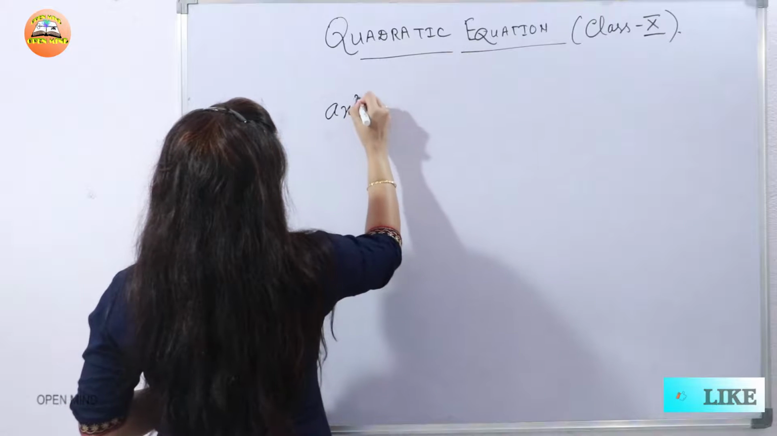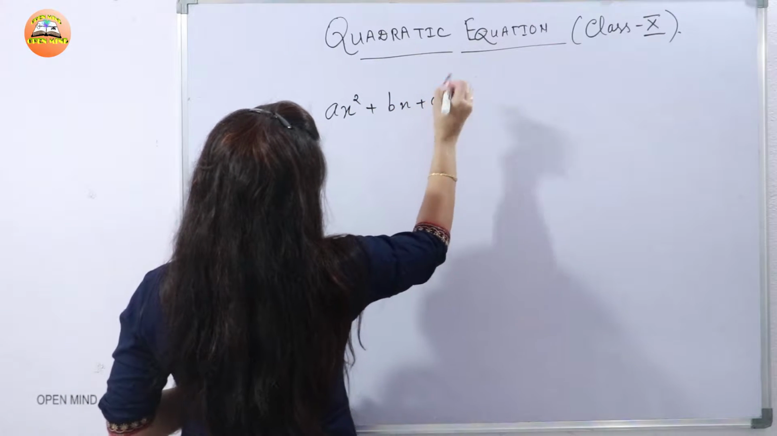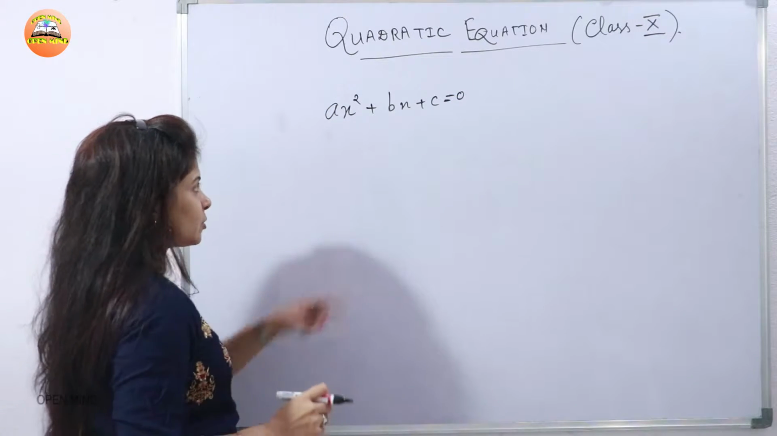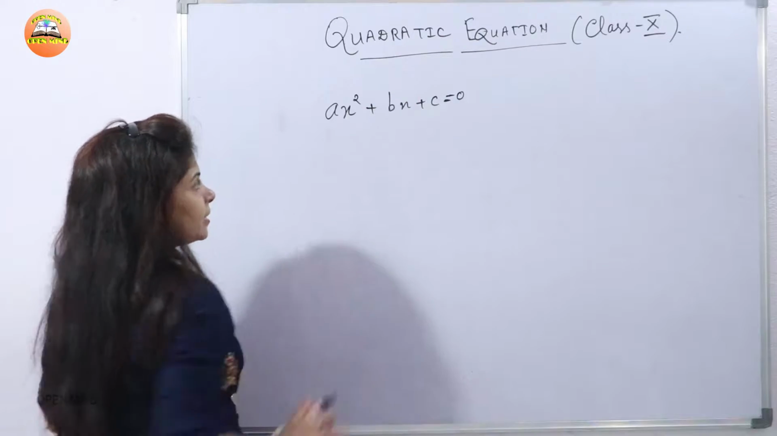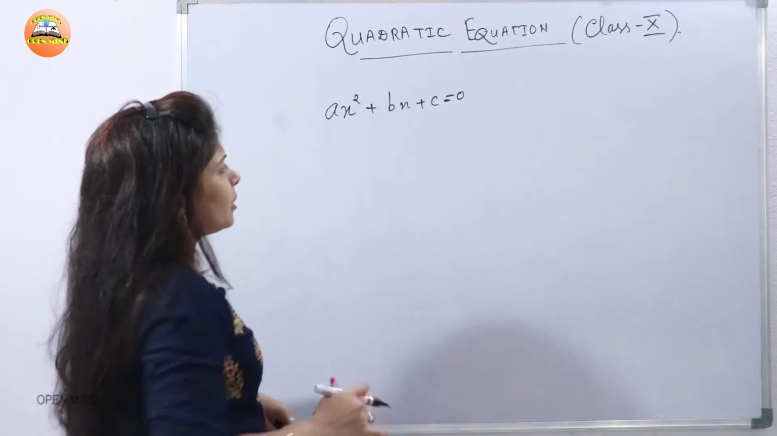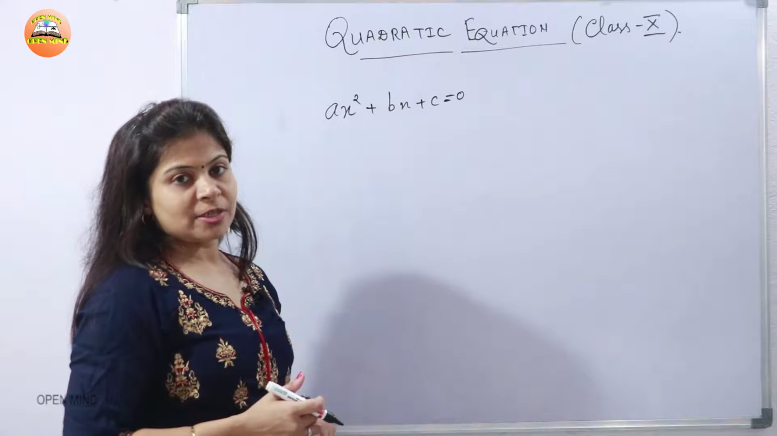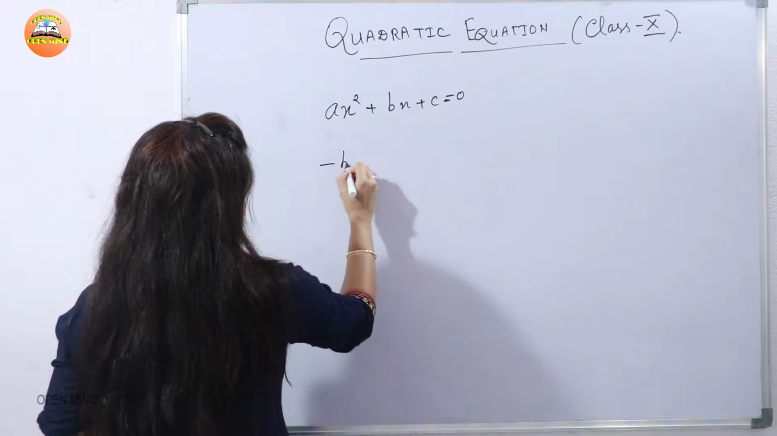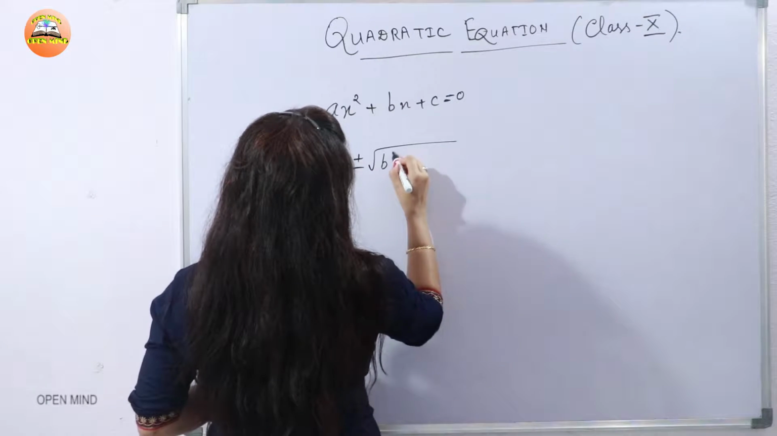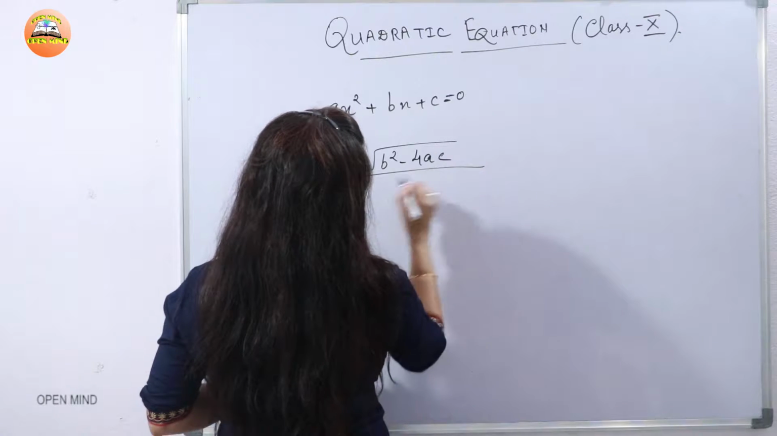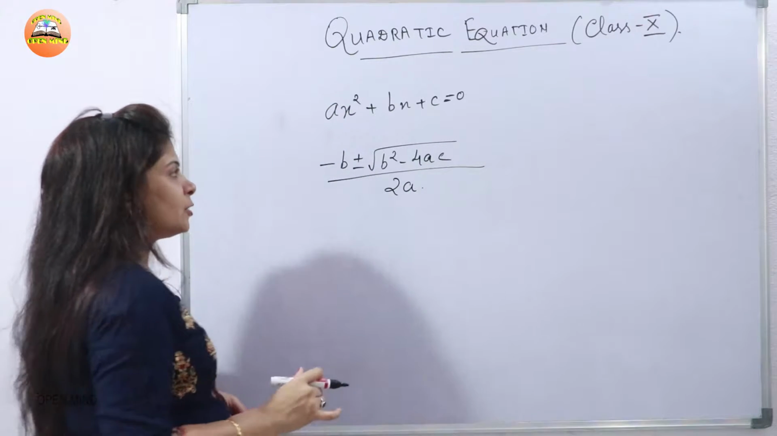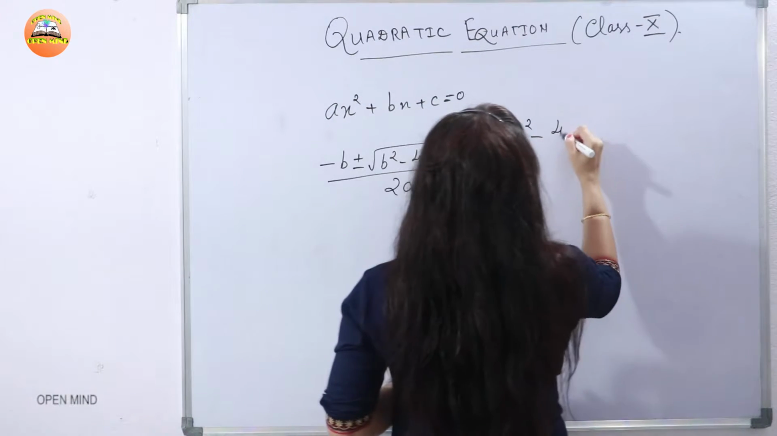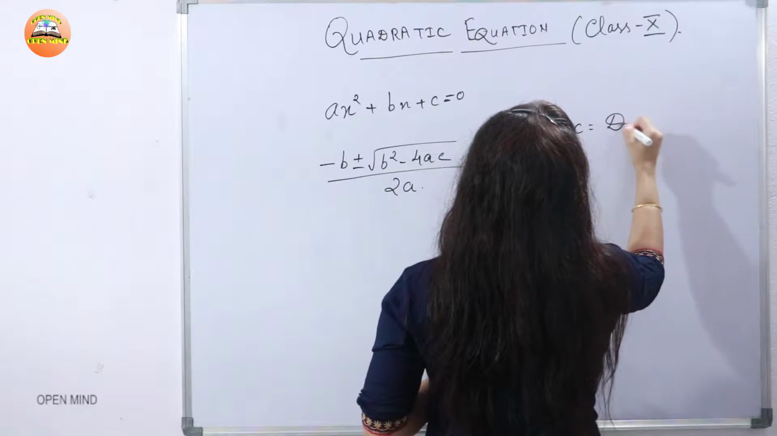So the general form of quadratic equation is ax square plus bx plus c is equal to 0. a is the coefficient of x square, b is the coefficient of x, c is the constant term. Up to now we solved these types of questions with the help of factorization method or by splitting the middle term. Now we will see a formula. The formula is x equals minus b plus minus under root of b square minus 4ac, the whole divided by 2a. This b square minus 4ac is called the discriminant.